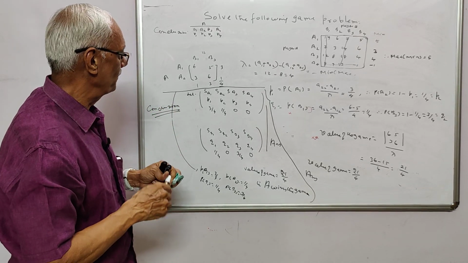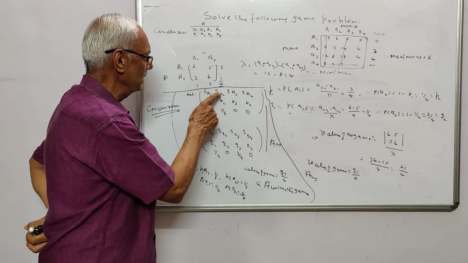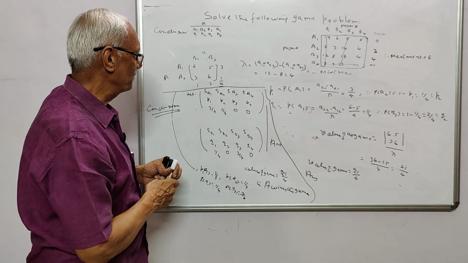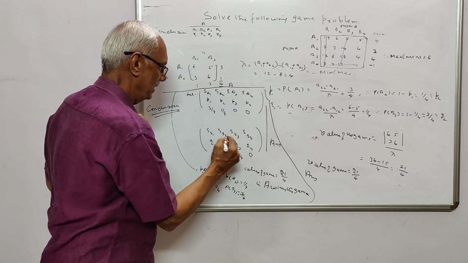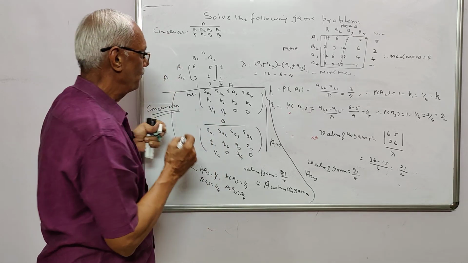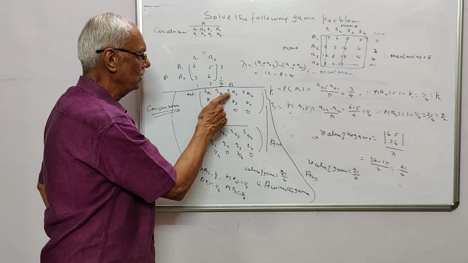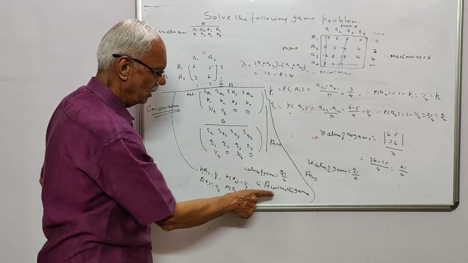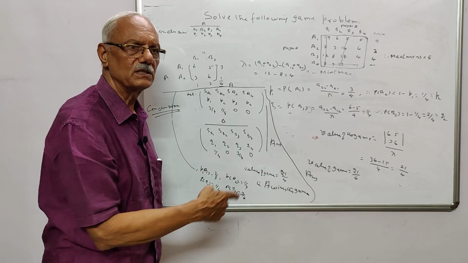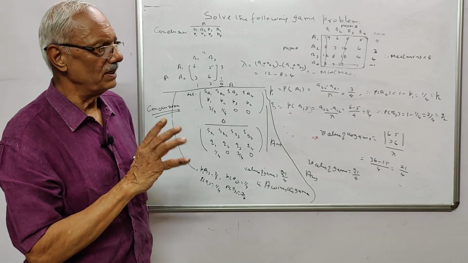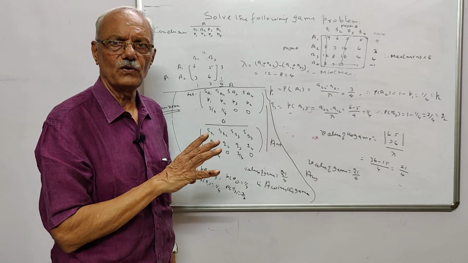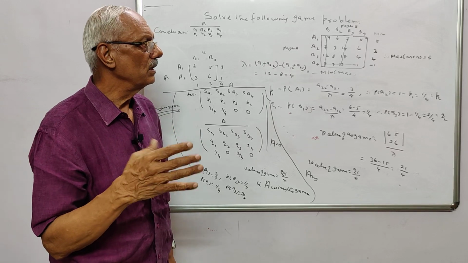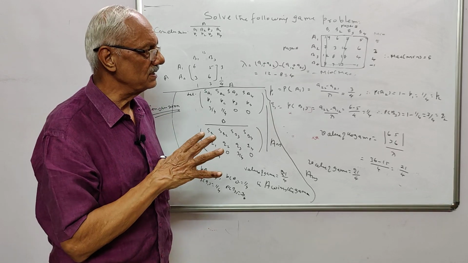So the conclusion is that the strategies A1, A2, A3, A4 refer to the strategies of A. This is for A, and this is for B. For A, the strategies are A1, A2, A3, A4, P1, P2, P3, P4, and we have found them. Likewise for Q, and the value of the game is this. So this is a very, very important problem. This has come in university examinations, either in Anna University or in Madras University. So you see that this is an important problem.